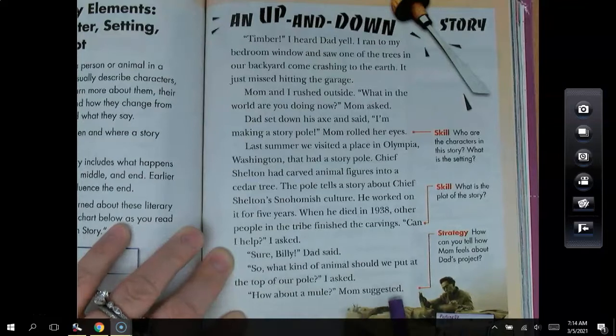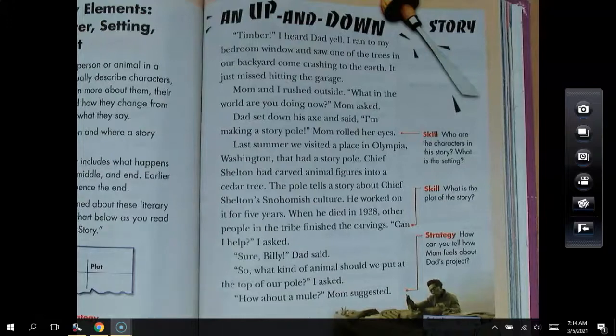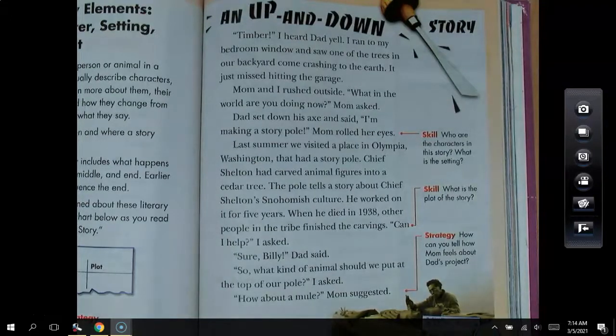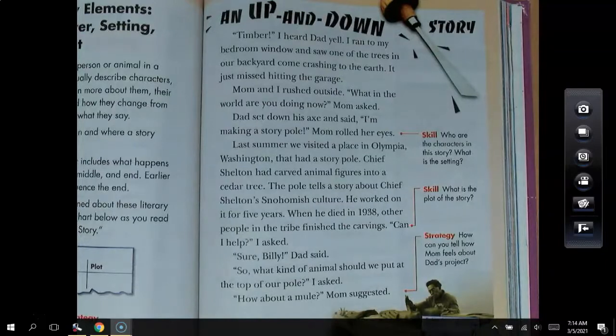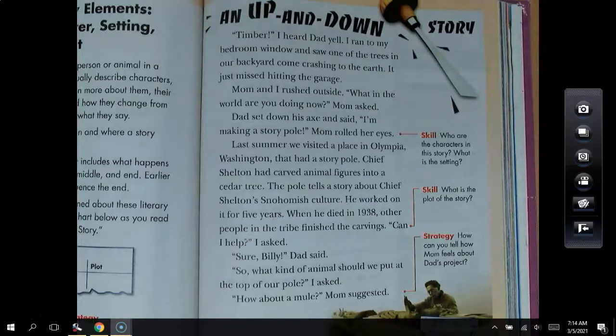Now, if I think about that story, I know that I was introduced to several characters. I also know, and I can tell from what I read, more about the characters. What do you think you can tell me about how Mom feels about the story pole? How do you think Mom feels about Dad cutting down a tree and making a story pole? What do you think?